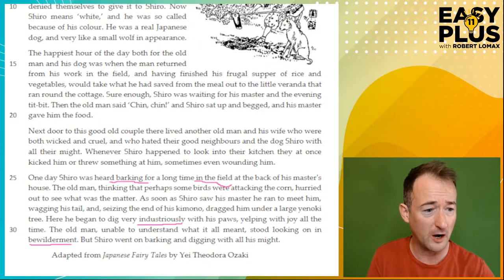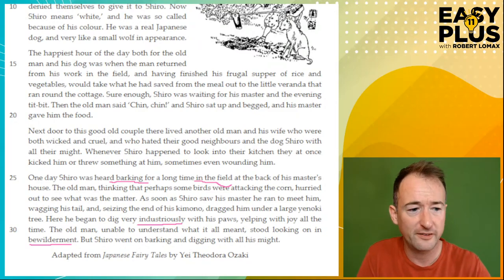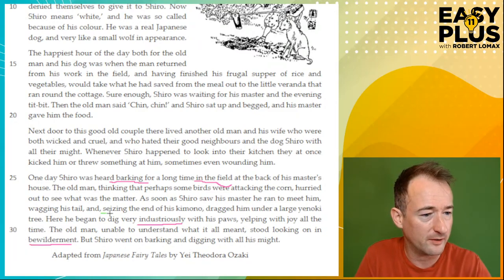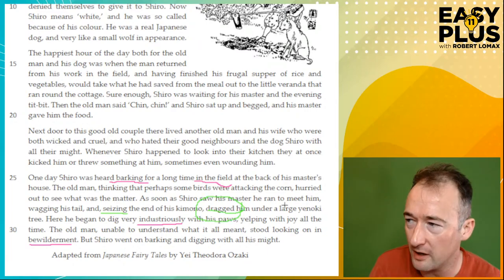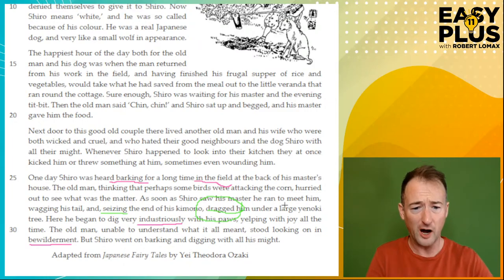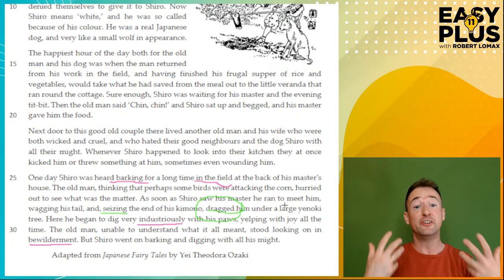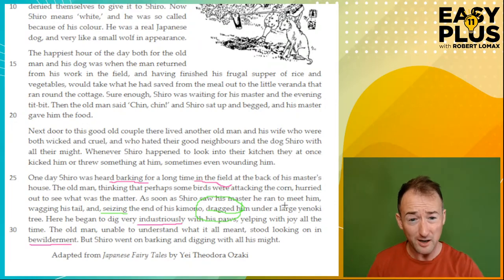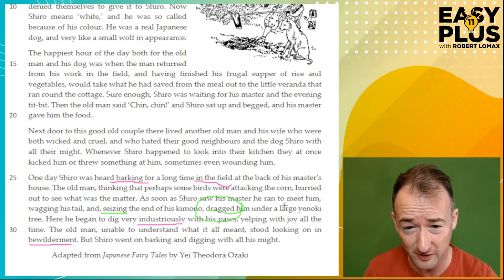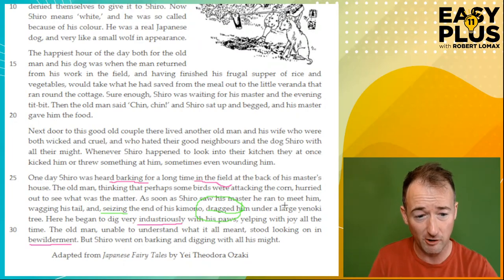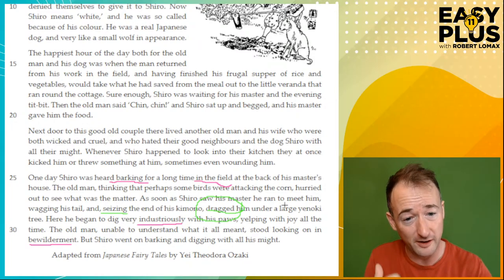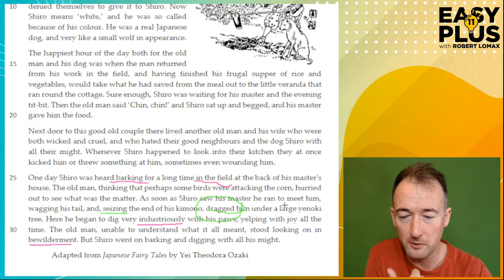So his kimono is what he's wearing. Dragged him under a large yenoki tree. So Shiro seized the end of his kimono. It's a very strong word. And he drags him. Now, what does drag imply? It implies resistance, right? If the master said, oh yeah, I'll come with you, he wouldn't need to be dragged. So this word suggests that the master was trying to resist and not follow, and Shiro said, no, you are coming, and he succeeded in pulling him over. And that implies, even if it doesn't absolutely prove it, strongly implies that Shiro is stronger, more powerful than his master. Okay? So, that seems to fit.